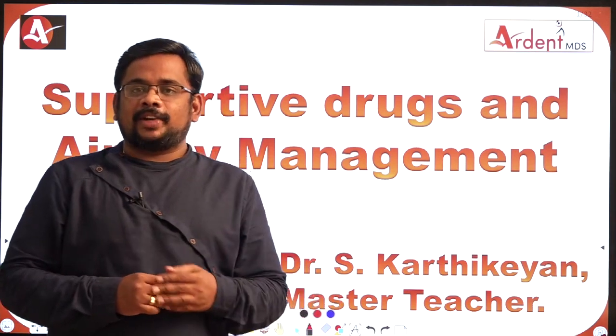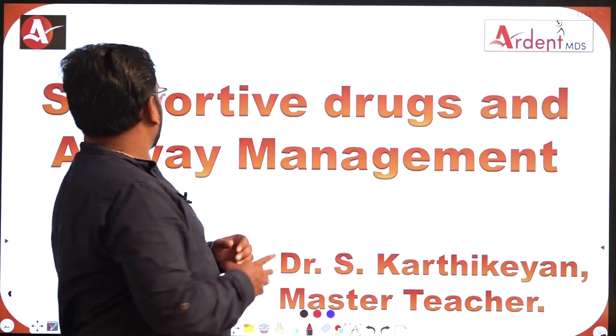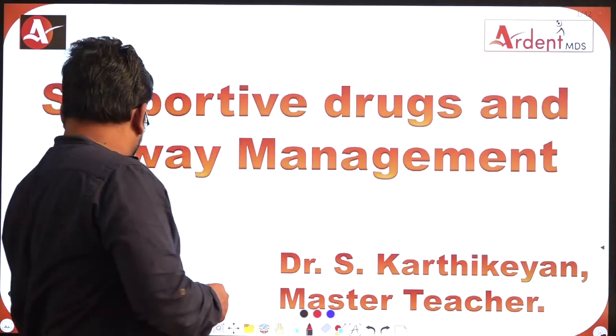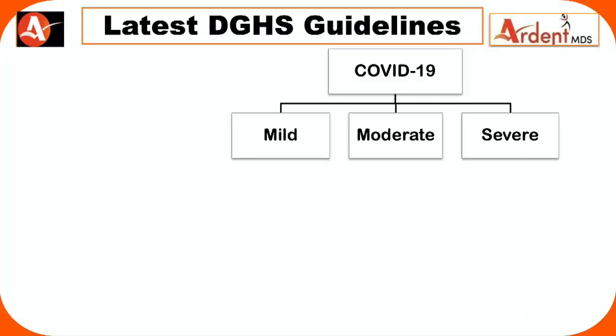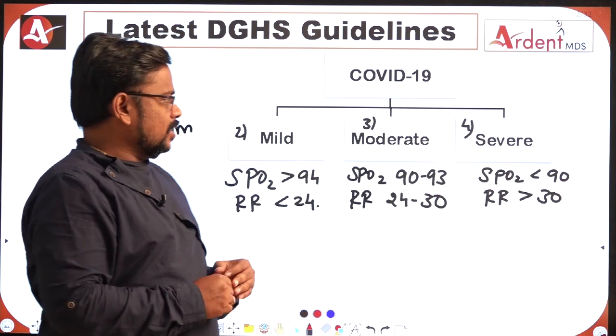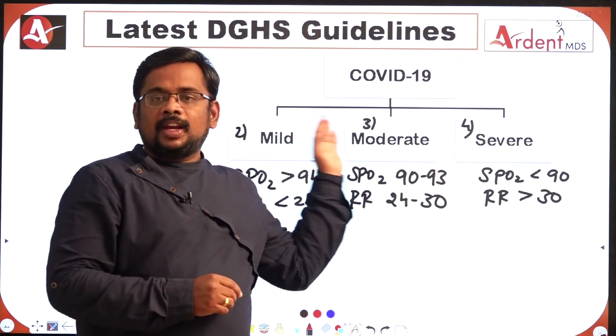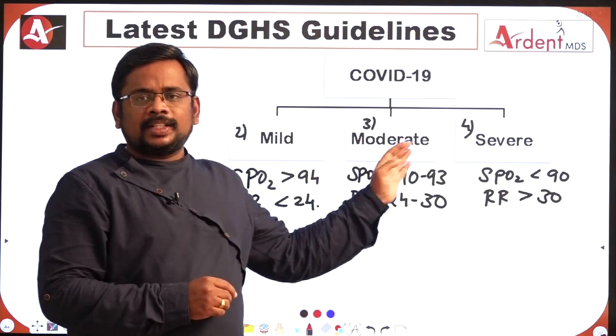So this is just before exam. The topic we are going to see is supportive drugs and airway management for your COVID-19 patient. We see about DGHS guidelines, Directorate General of Health Services. They classified the COVID-19 patient into four categories: asymptomatic, mild, moderate, severe.